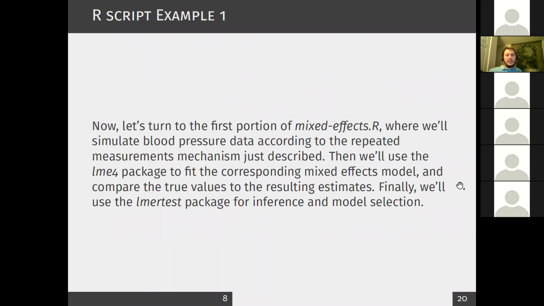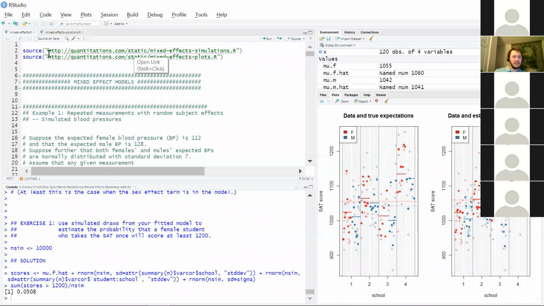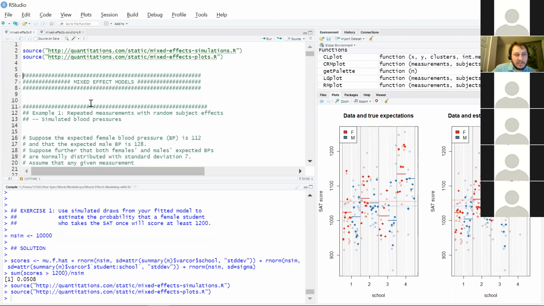All right, so we're going to look at the R script now. So mixedeffects.r. And we're going to simulate data according to the mechanism I've described. Actually, the first thing we're going to do is read in a couple of helper functions to do the simulation and to do some plotting for us. So I wrote some code. Make sure you do Control Enter for this one. It's going to read in a file that I've got on my website. Control Enter, read in that file.